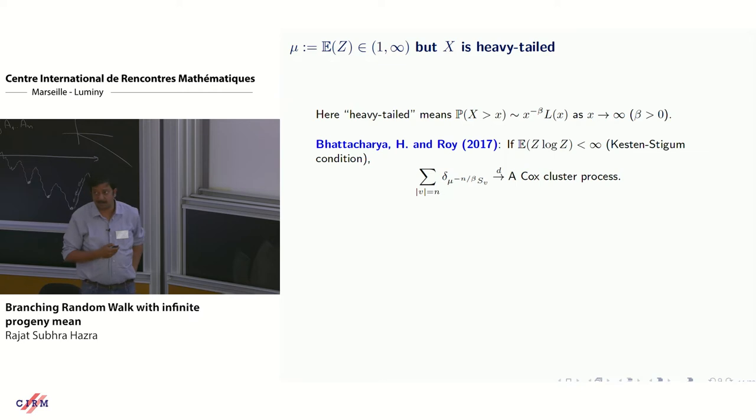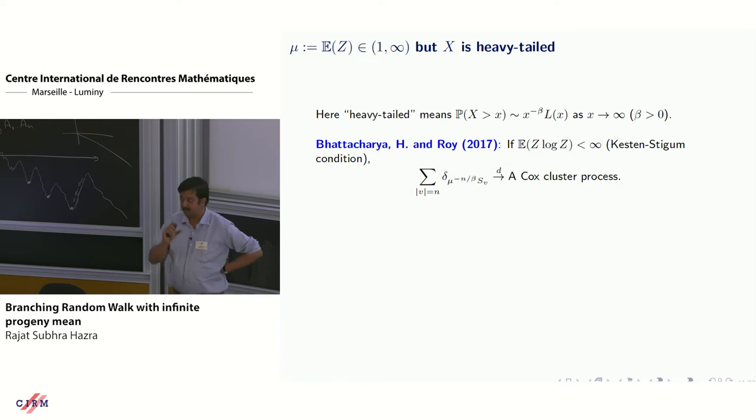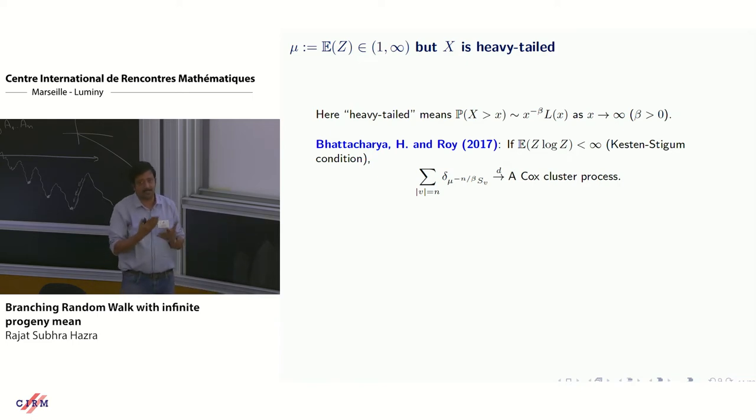Just to give you a glimpse of the results one obtains in this case, assume that the branching random variable has finite mean and the displacement is heavy-tailed. By heavy-tailed, I mean that they are regularly varying random variables, and the branching satisfies the standard Kesten-Stigum Z log Z type condition. Then you can show the point process of these displacements converges to a Cox cluster process. We have seen this kind of point process, so I am not writing the structure in detail, but it is very much related to what we are seeing in Anja's talk and other talks.